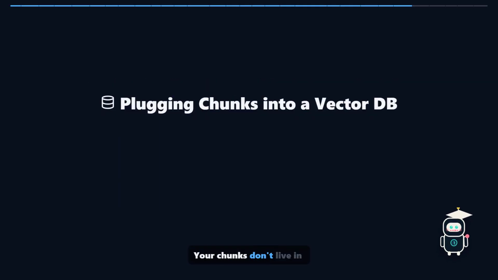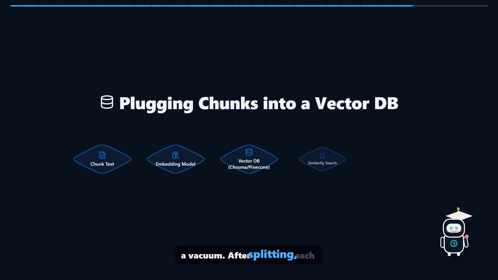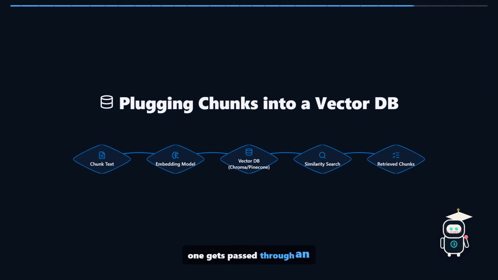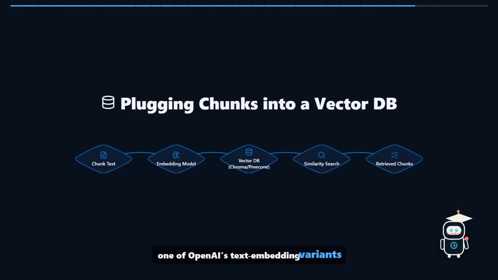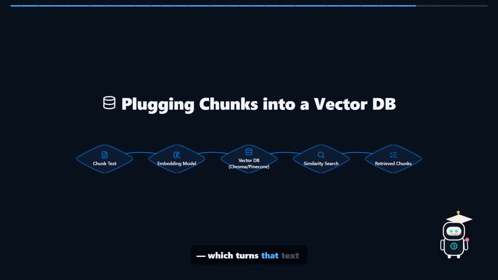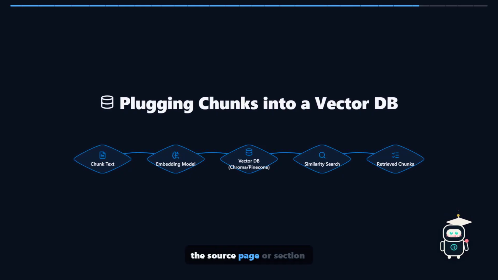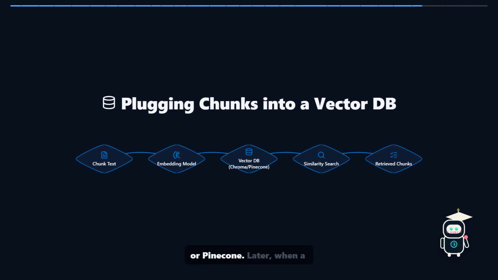Your chunks don't live in a vacuum. After splitting, each one gets passed through an embedding model, such as one of OpenAI's text embedding variants, which turns that text into a dense vector of numbers. That vector, along with the original text, the chunk ID, and any metadata like the source page or section heading, all get stored together as a single record in a vector database like Chroma or Pinecone.